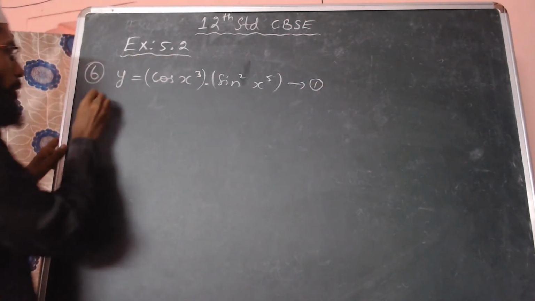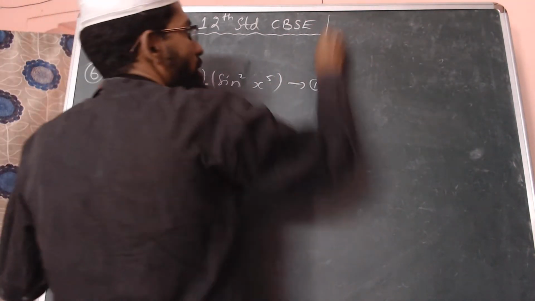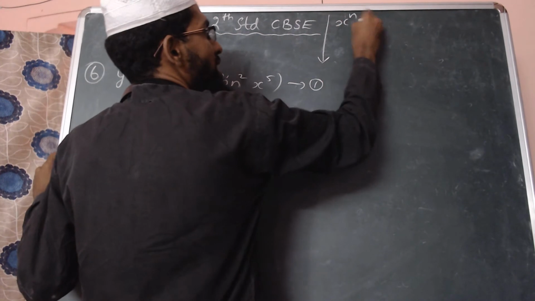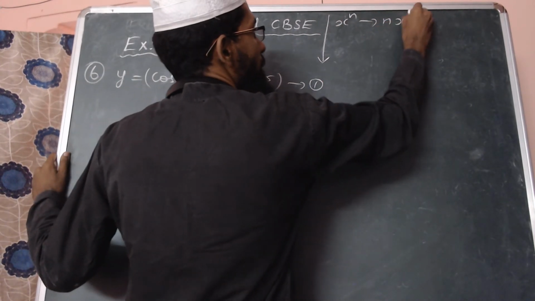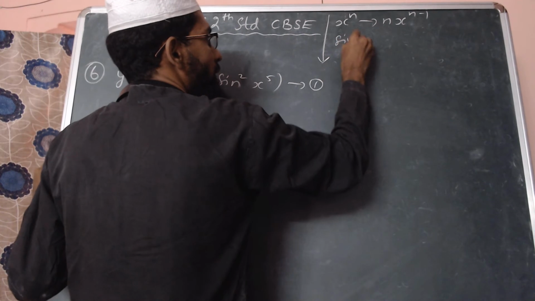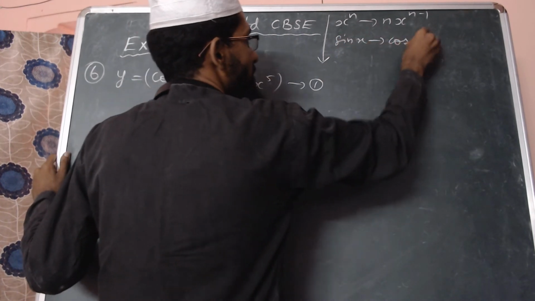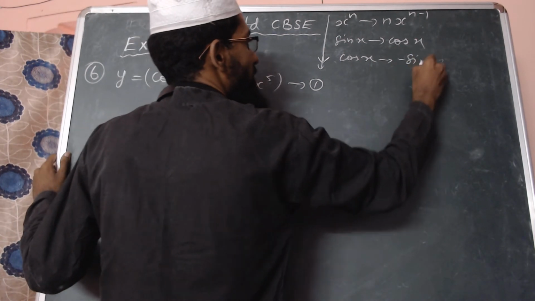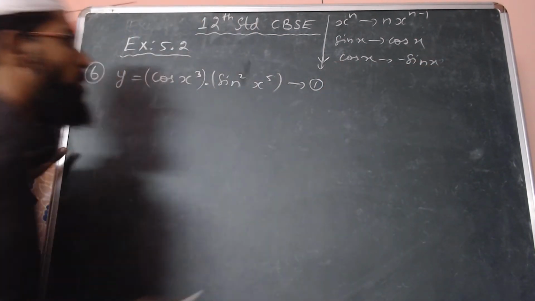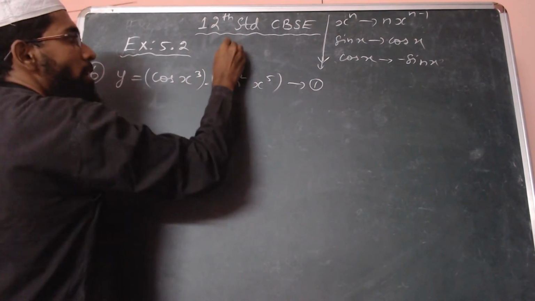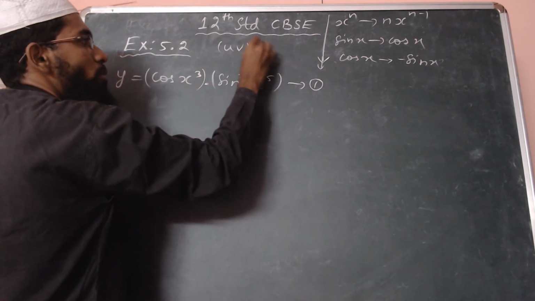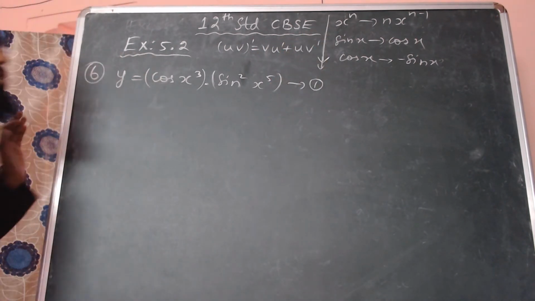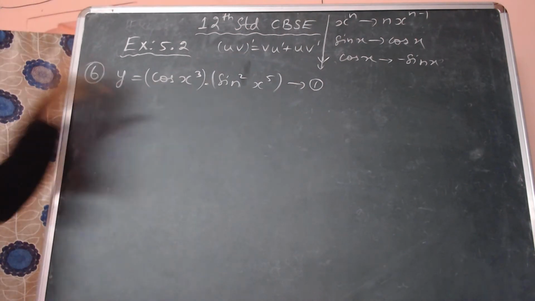And the formula that I am going to use here is: derivative of x power n is n into x power n minus 1, derivative of sin x is nothing but cos x, and derivative of cos x is nothing but minus sin x. And what formula am I going to use here now? I am going to use the uv formula, that is, uv the whole dash equal to vu dash plus uv dash. Right. So these are the four formulas I am going to use in this particular problem.